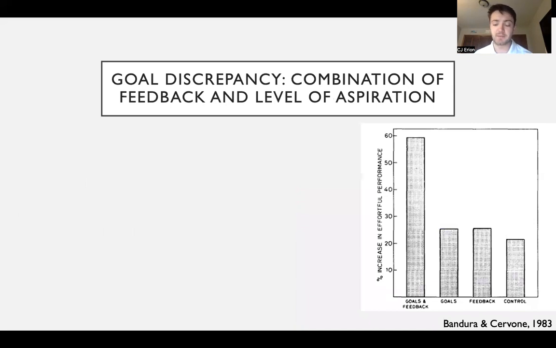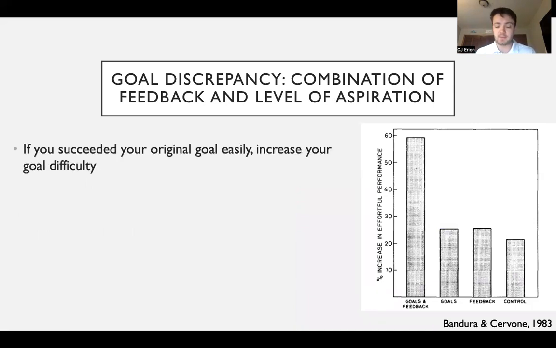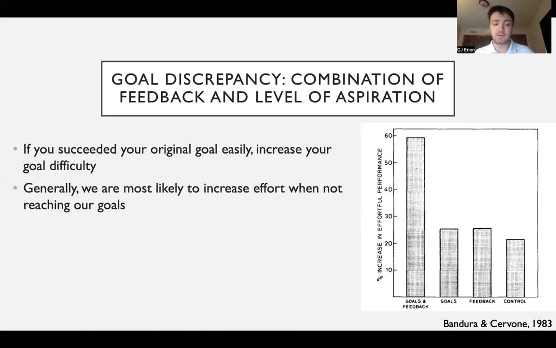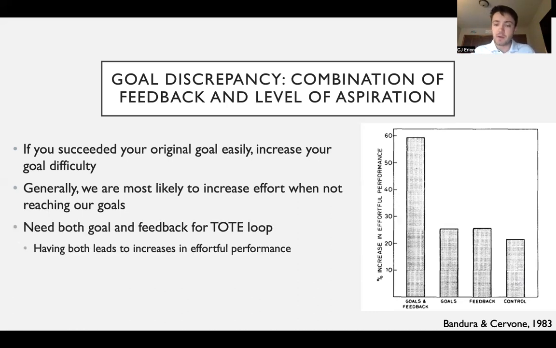So let's go through a few examples here. This is just pointing out that both goals and feedback on those goals are important. So typically if you succeeded in your original goal pretty easily, you might have this idea to increase your goal difficulty. However, generally what we see is that we are most likely to increase our effort on something when we are not reaching our goals. But we need both goals and we also need feedback. We need both to be able to make those TOTE loop comparisons, right? In order to decipher, okay, am I meeting my goal or am I not?